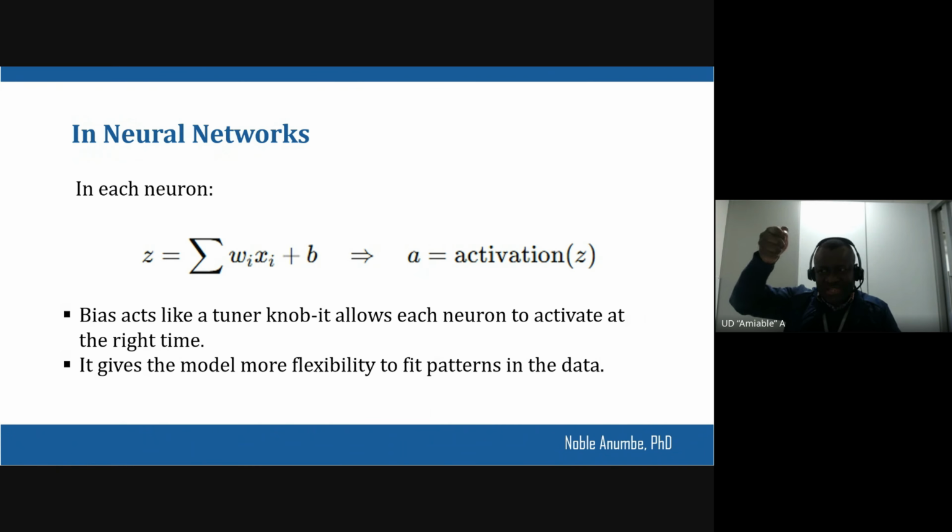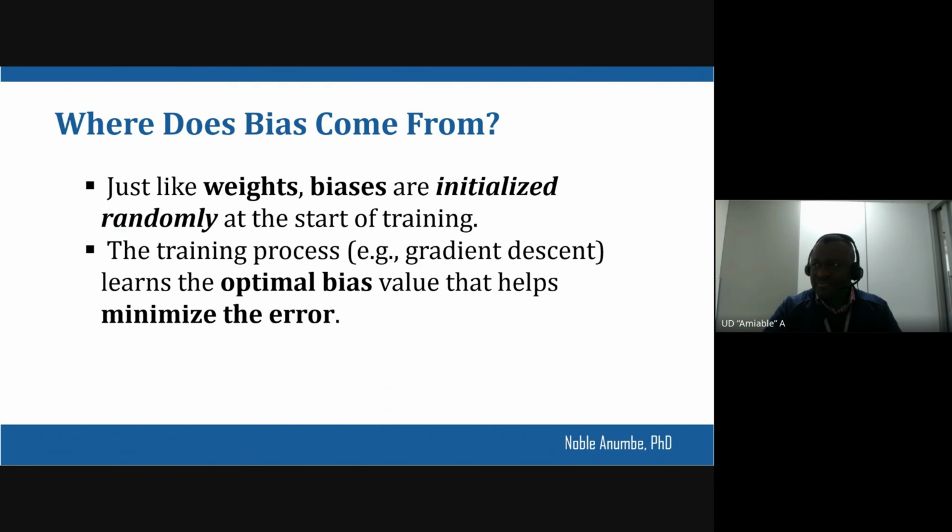It gives the model more flexibility to fit patterns in the data, and you're going to see some of those. So just like weights, right? We talked about weights, which is like your slope. Biases are initialized at the start of the training. What does that mean?